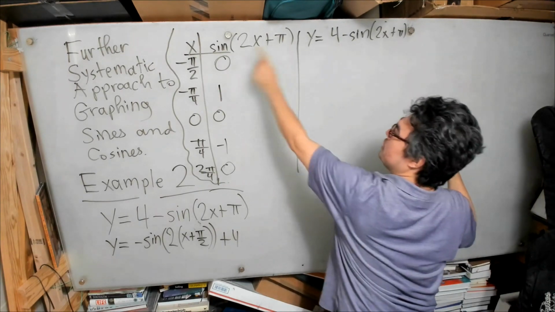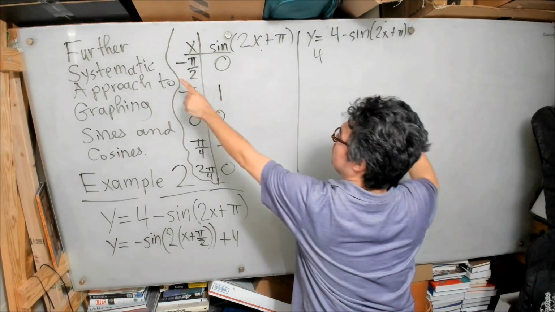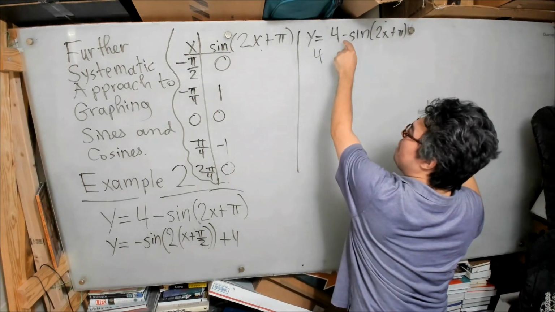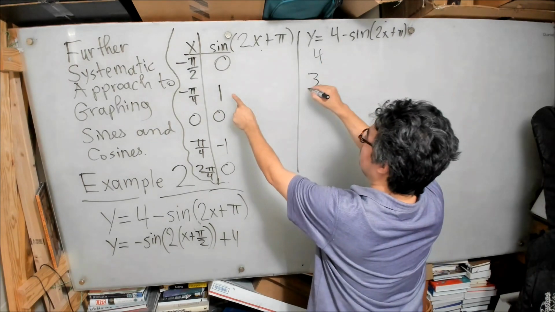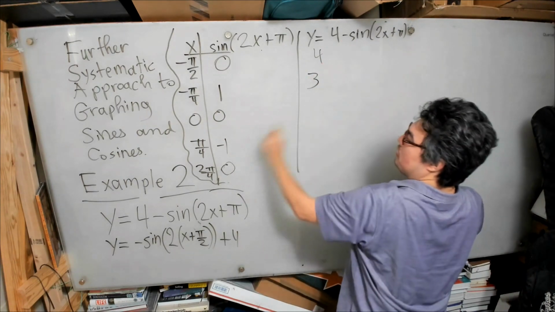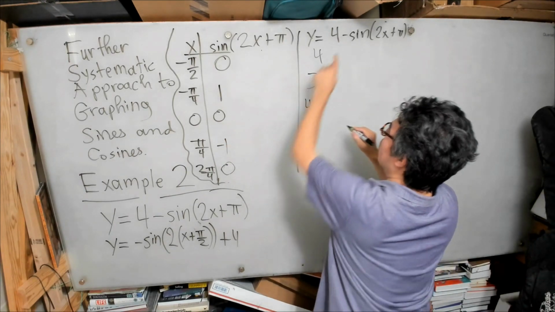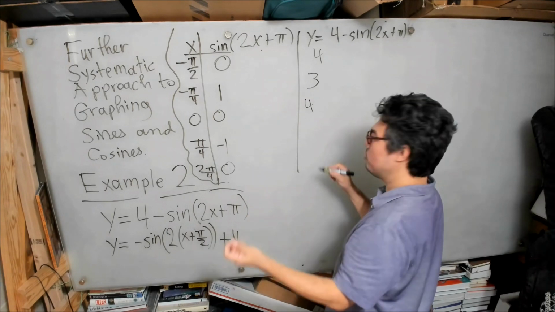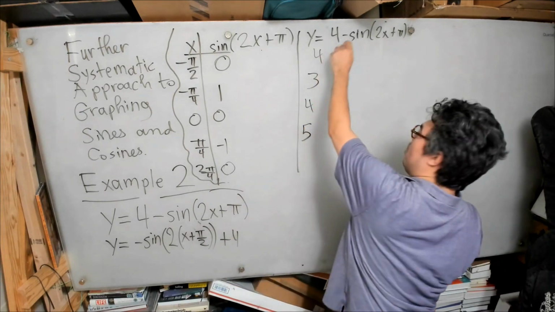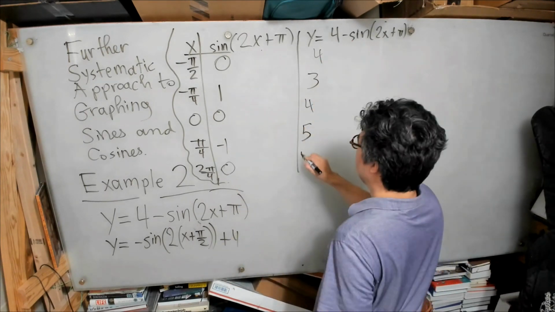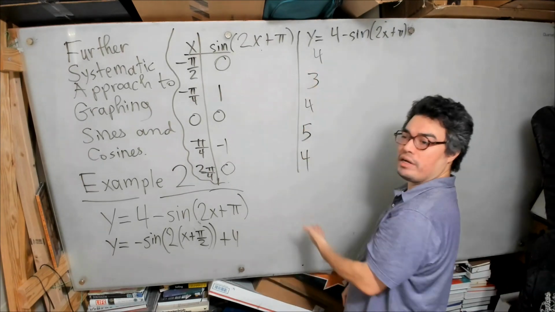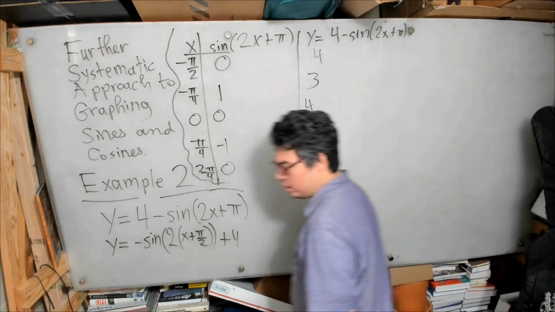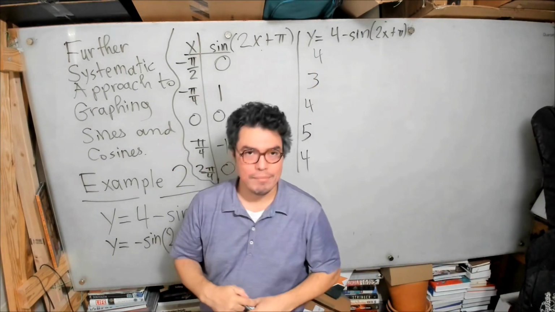4 minus 0 is 4 for this x value. 4 minus 1 is 3. 4 minus 0. 4 minus negative 1. That's 4 minus minus 1. That's 4 plus 1, 5. 4 minus 0. We have our y values. So now let us summarize these values and plot our graph.